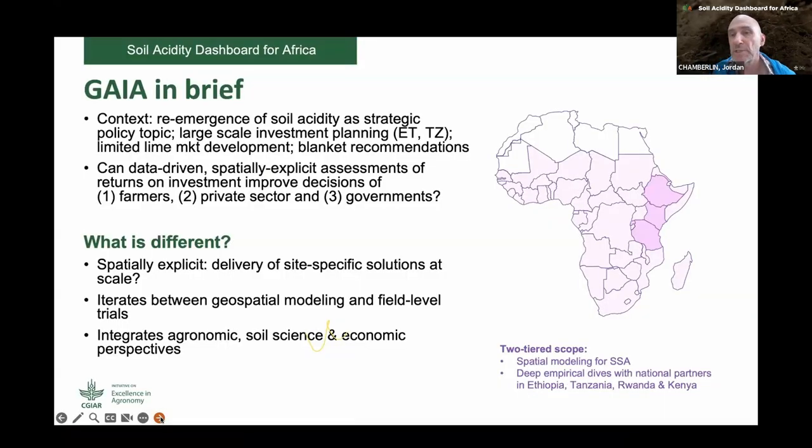So that's the story arc. But to begin with, I'd like to orient you towards the Gaia project, focusing on results that we've generated so far and where we're going, and how the work we're doing feeds into this broader agenda. The Gaia project emerged in response to a context where, on the one hand, soil acidity is re-emerging on strategic policy agendas, coming up again and again in discussions about how to get agriculture going. At the same time, many countries in the region were starting to develop plans for large-scale investments in liming campaigns and other concerted efforts to address these constraints.